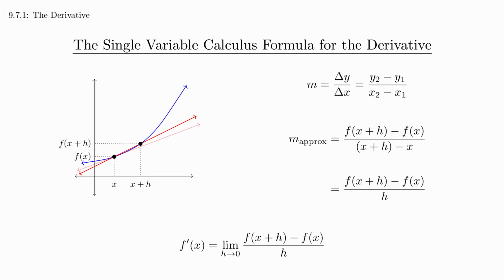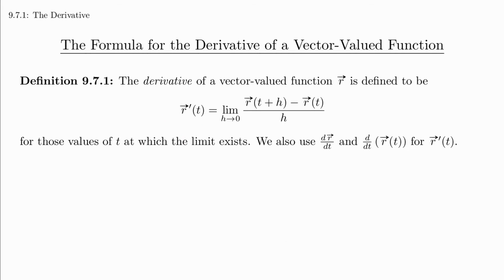When transitioning to vector-valued functions, the formula doesn't change very much. Definition. The derivative of a vector function r is defined to be this formula for the values of t at which the limit exists. We also use the notation dr/dt and d/dt of r(t) for r'(t). We will look at the computational consequences of this formula later. For now, we'll focus on the geometry of the formula.